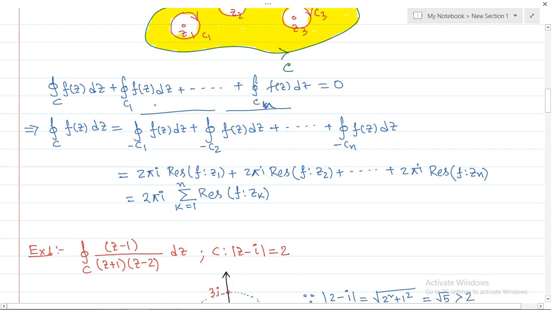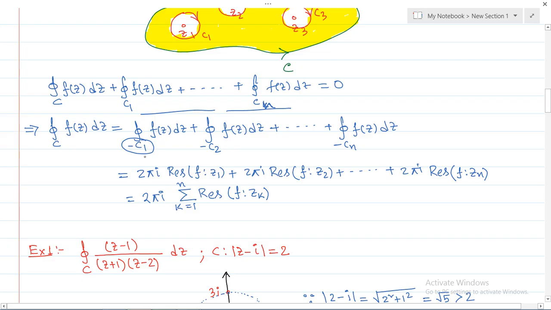Whenever I take all these integrals on the right hand side, the sign before the integration should be minus everywhere, right? But that minus sign is adjusted by taking the orientation of the circle in the anti-clockwise direction, because going from clockwise to anti-clockwise, the orientation of the circle will become minus C1. So all this minus will get adjusted.